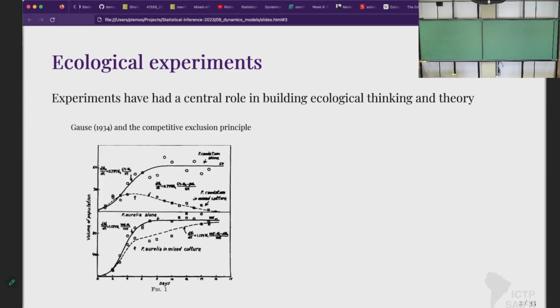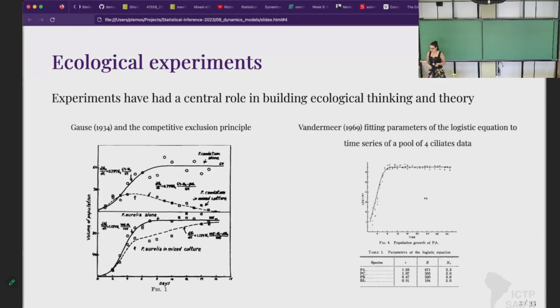Basically, what Gauss did was grow species of protozoan by itself, which is the continuous line, and then he grew them together, showing that they couldn't coexist happily when grown together. Another classical example in ecology was the work done by van der Meer. He wanted to fit parameters of the logistic equation, which is another type of dynamical model that you have seen in Roberto's class. He did that for four different ciliates. He grew them separately, and then together in pairs, and in the full combination. He was interested in seeing whether there were any higher order interactions in the system, and he fit these different parameters of the logistic equation based on time series data.